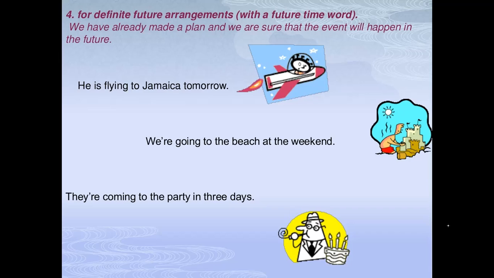For definite future arrangements with a future time word, we have already made a plan and we are sure that the event will happen in the future. Like, he's flying to Jamaica tomorrow. We are going to the beach at the weekend. They are coming to the party in 3 days.